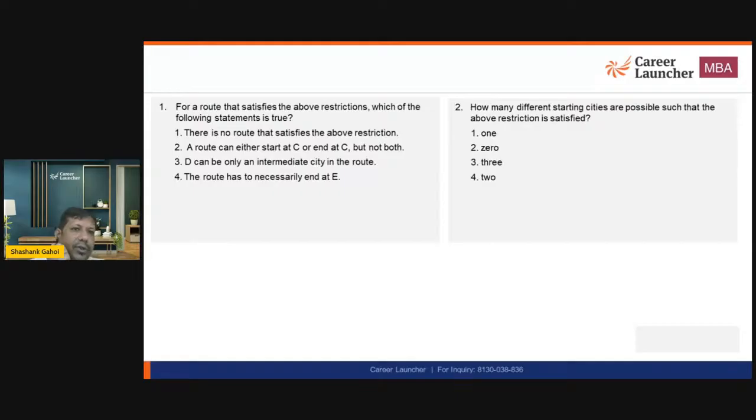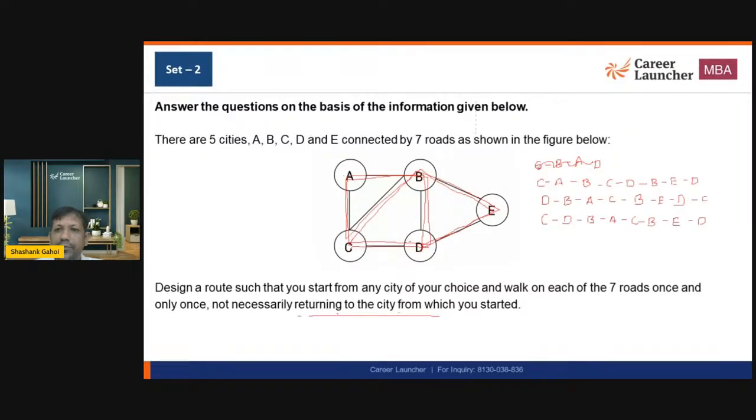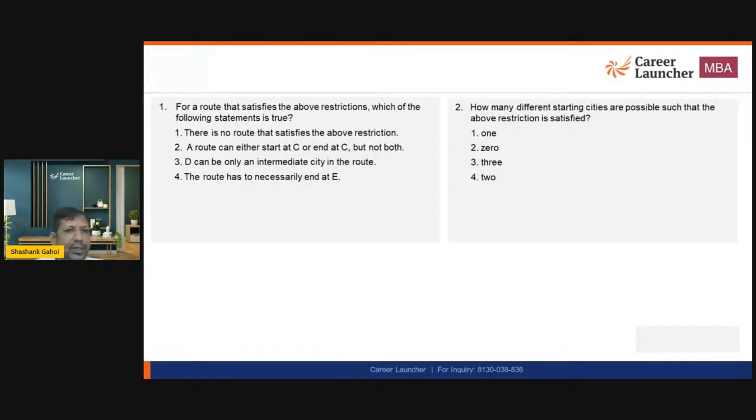This says that for the route that satisfies the above restrictions, which of the following is true? There is no route that satisfies the above restrictions. We got 3. A route can either start or end at C, but not both. So if I'm going to see every route is starting or ending with C, second statement is definitely true. The route has no necessarily end at E, definitely E पे कोई end नहीं है. D can only be an intermediate city in the route. No, D can also be a starting city, that we have already seen. So answer of this question is going to be option 3.